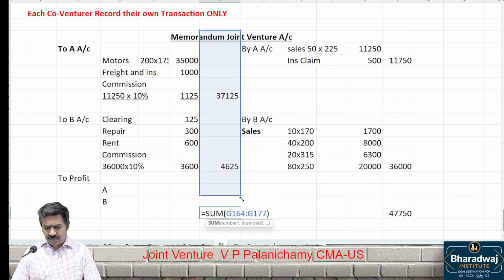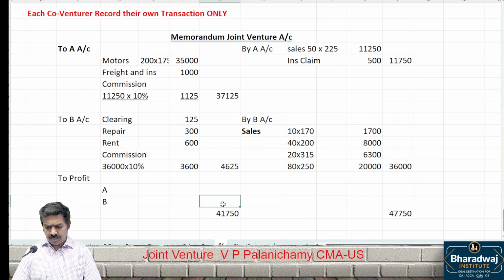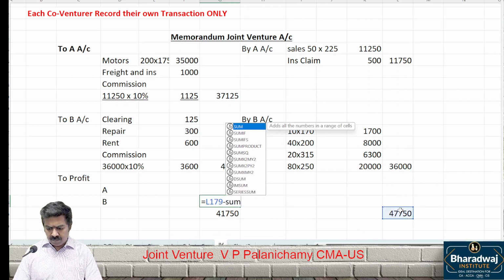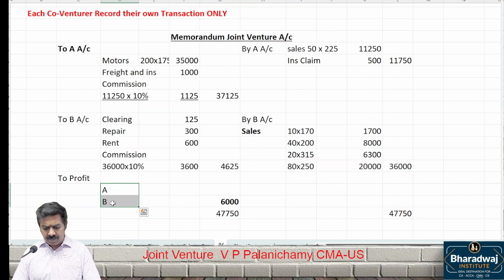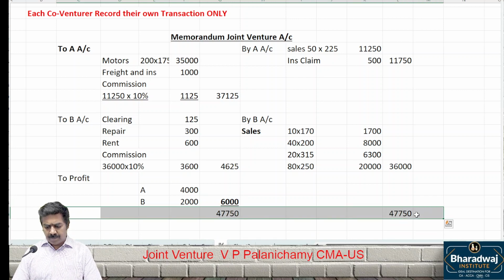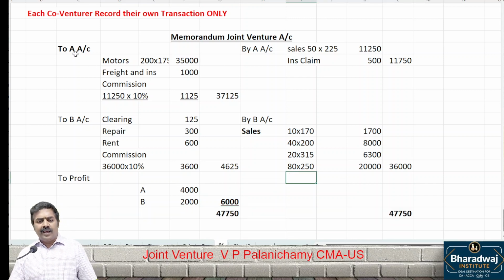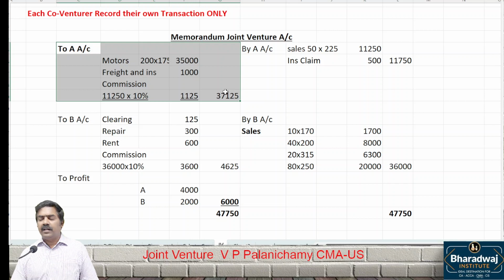What is the balance we get? $6,000. What is the profit sharing ratio amongst A and B? How will they share the profit? 2:1. How much will they share? 4,000 and 2,000. They share the profit in a 2:1 ratio. That's all. Once again, any expense incurred by A, debit to which account?